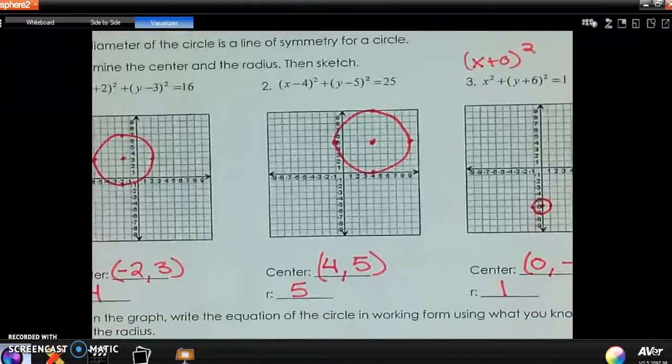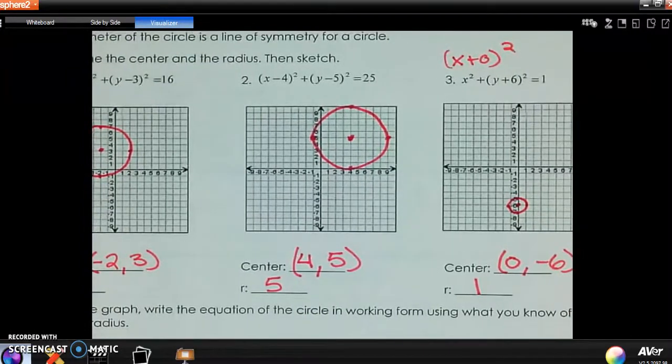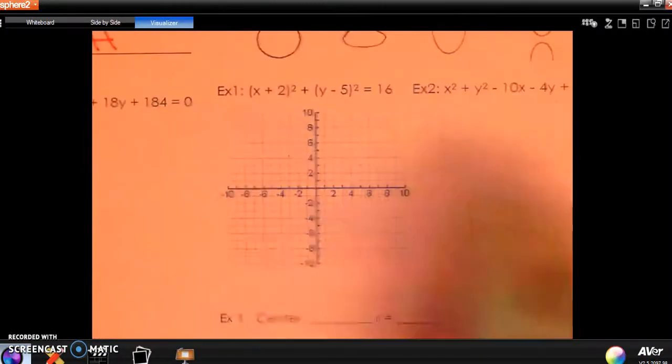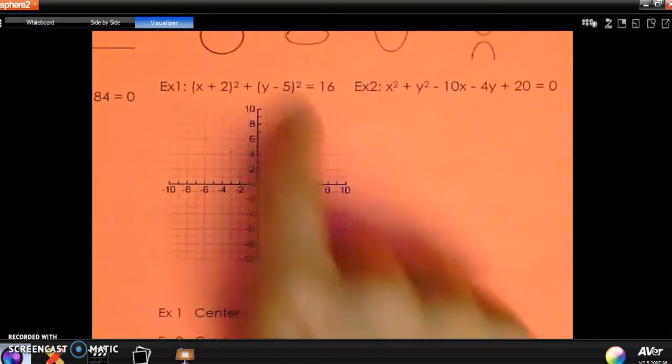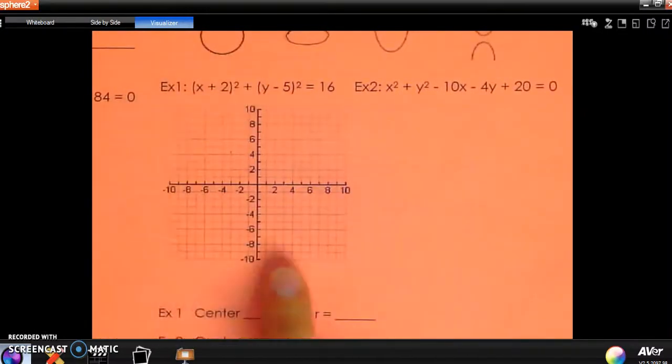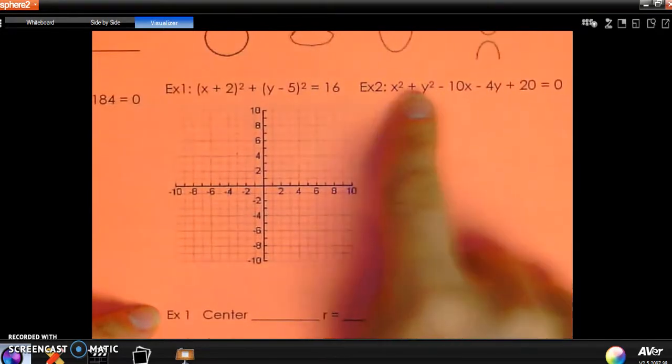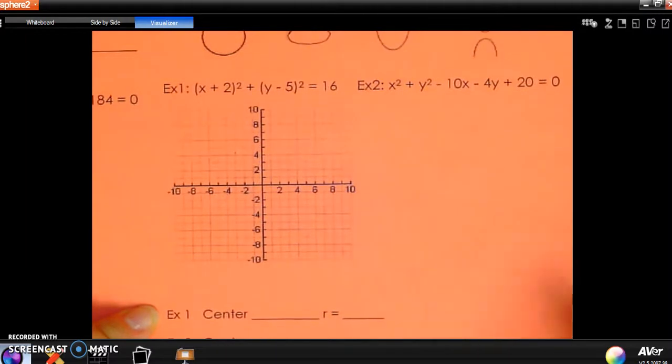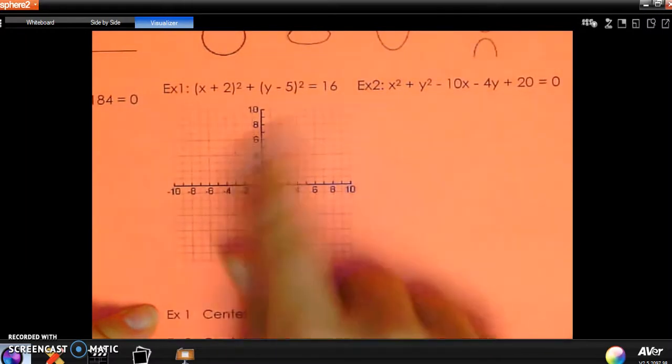All right, so now what I'd like you to do is pause the video and find the circle equations here. Okay, so these are both circles. Go ahead, pause the video, and try to graph this one on there. And we'll work on example 2 in just a minute. I will go back and go over this after I teach you how to complete the square. But you can pause the video and try to graph that one.